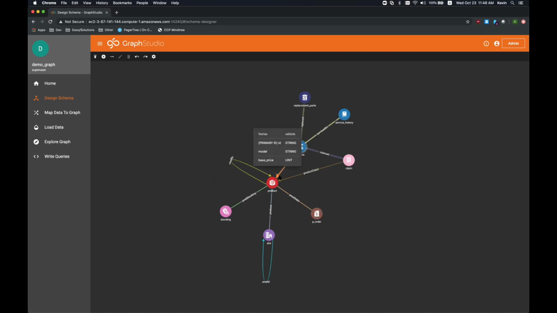And linked to both vehicle and product is our claim vertex. So you can file a warranty claim for a specific product, and it'll be linked to whatever vehicle uses this product.